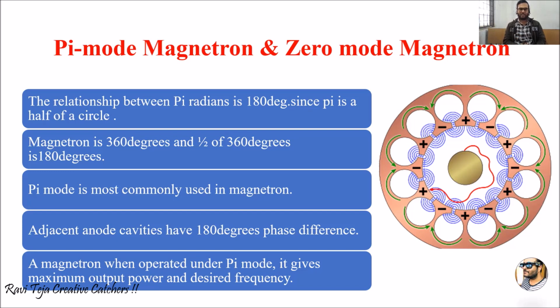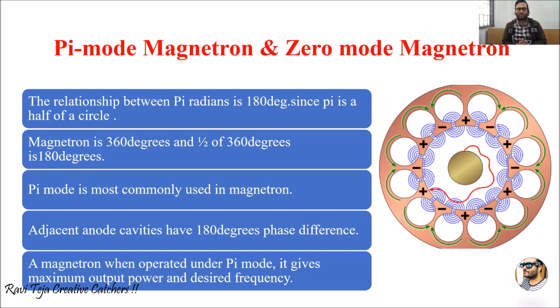When we get into the concept called pi mode magnetron, the relationship between pi radians, generally 180 degrees, and pi is nothing but half of a circle, as 180 degrees is half of 360 degrees. If you consider a design of a magnetron, it will be in a full circle of 360 degrees. Now let us consider half of this magnetron. Half of this 360 degrees becomes 180 degrees, which is considered to be pi.